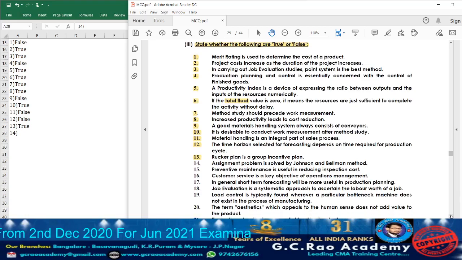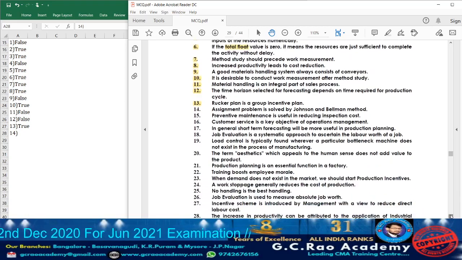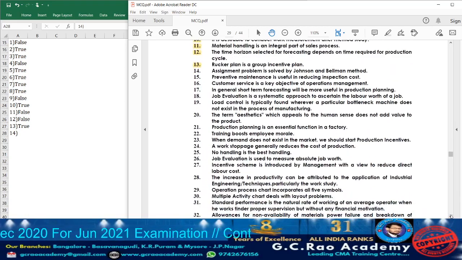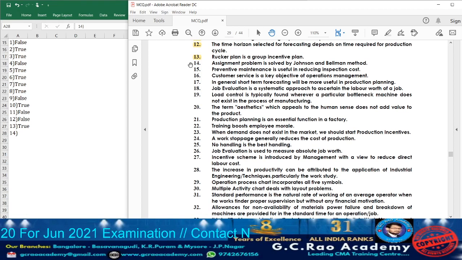Now let us move on to statement 14. What they're telling, assignment problem is solved by Johnson's and Bellman method. Again, assignment problem, there is a method called Johnson's. Whatever the assignment technique, we are going to solve under linear programming for the purpose of assigning the jobs to the various workers who are available in the organization, or for assigning the various jobs to the available equipment.